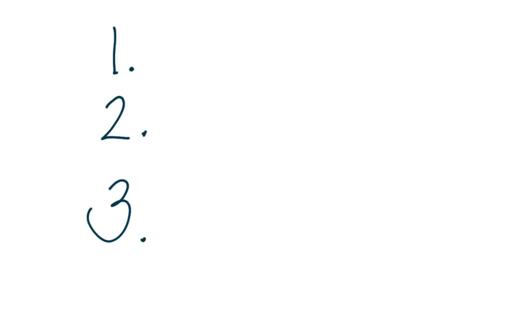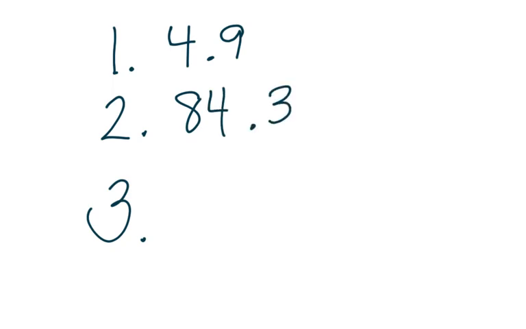Are you being honest and trustworthy? Do you have 3 decimals written down, or are you just sitting there? Number 1 should be 4 and 9/10. 2, 84 and 3/10. Number 3, 137 and 6/10.